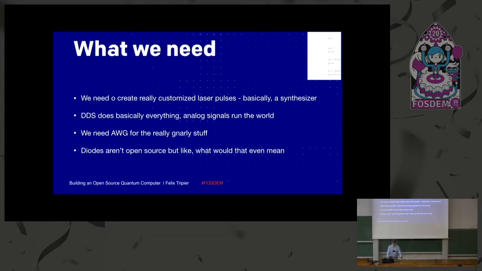There's another electronic component called the AWG, arbitrary waveform generator, that can create literally any kind of waveform. You need this for more sophisticated gates, like to create entanglement between ions, but it's not super necessary for just a garage setup or something that students are going to use.